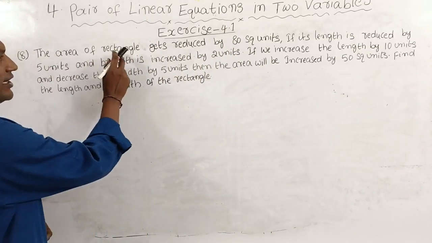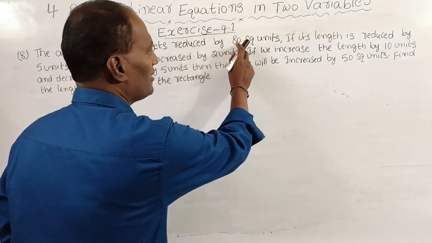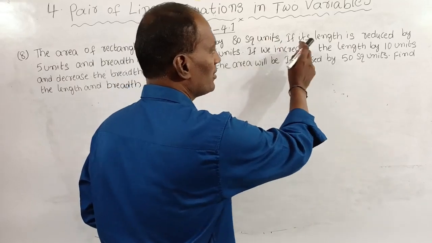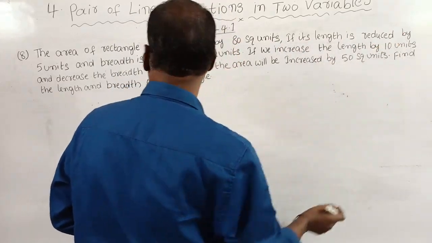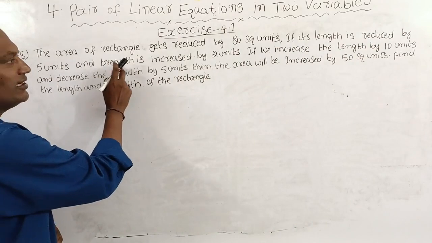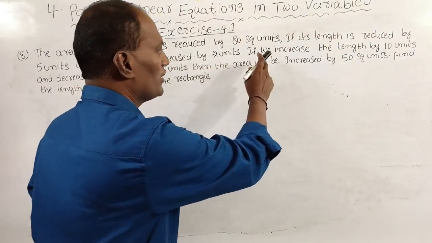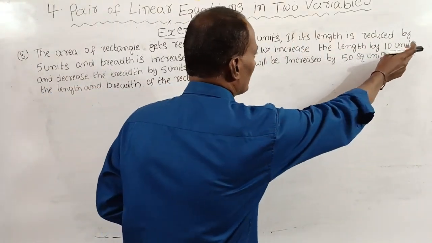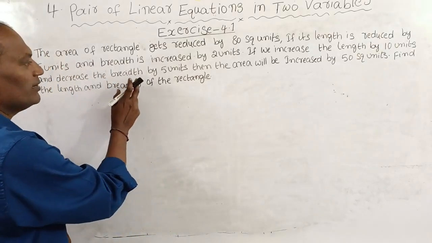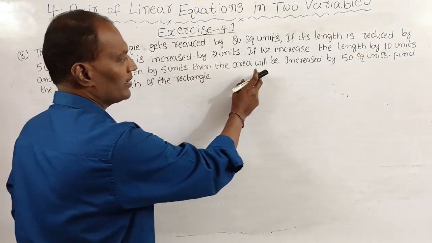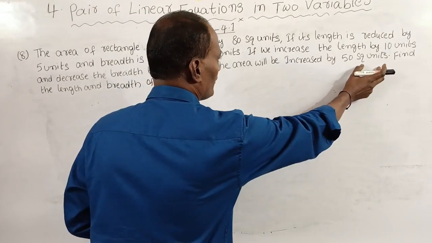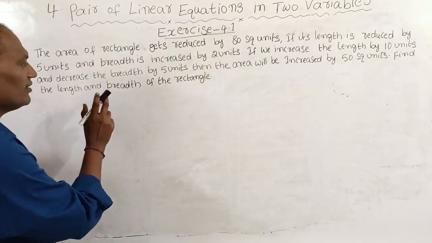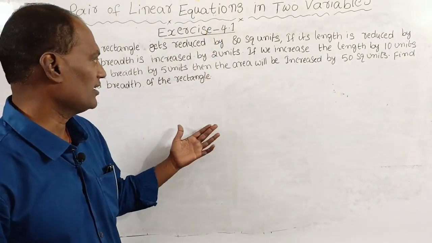The area of a rectangle gets reduced by 80 square units if its length is reduced by 5 units and breadth is increased by 2 units. If we increase the length by 10 units and decrease the breadth by 5 units, then the area will be increased by 50 square units. Find the length and breadth of the rectangle.